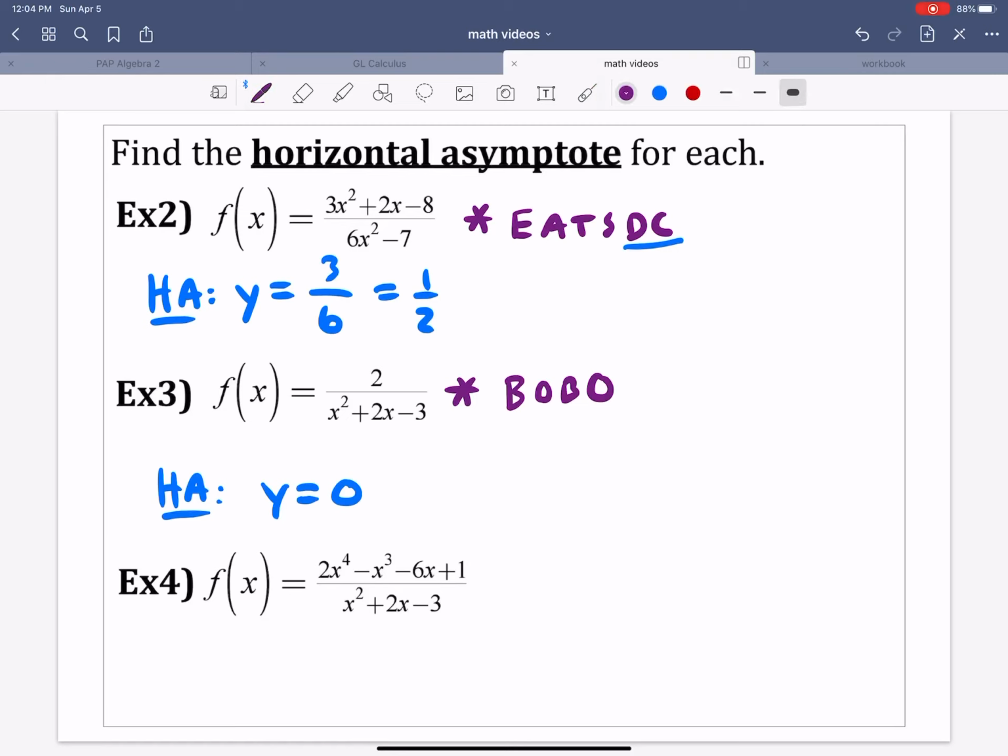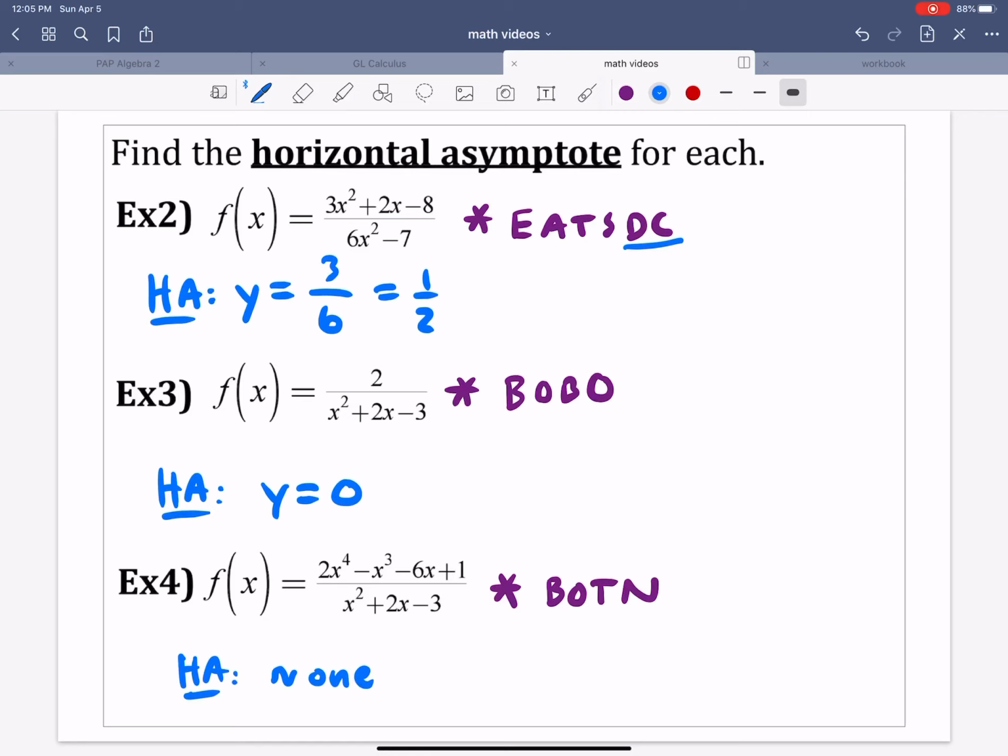And example 4. We've got an x to the 4th on the top and an x squared on the bottom. So this is a bigger on top, a BOTN. When we have a BOTN, the horizontal asymptote does not exist. We'd say there is none.